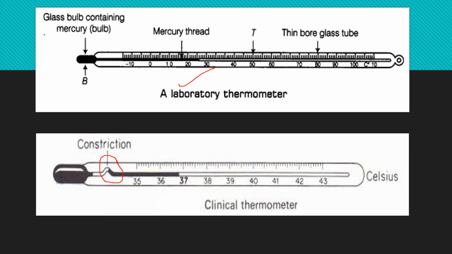Another difference we have already discussed is that the temperature range is from minus 10 to 110 degrees Celsius in the case of a laboratory thermometer, whereas a clinical thermometer, which is usually used to measure human body temperature, ranges from 35 to 42 or 43 degrees Celsius.